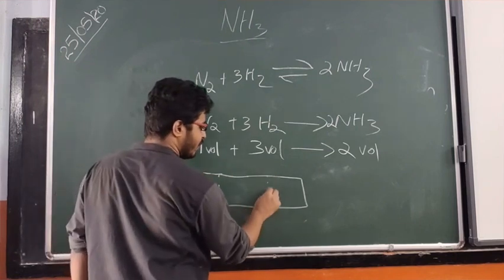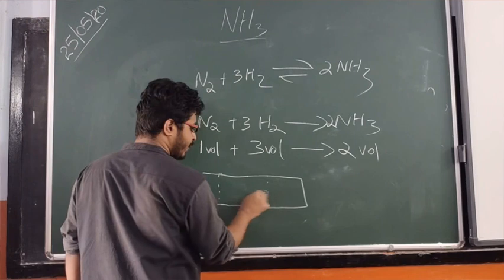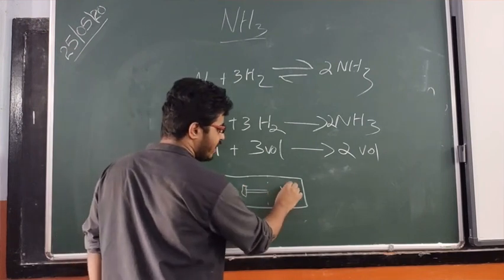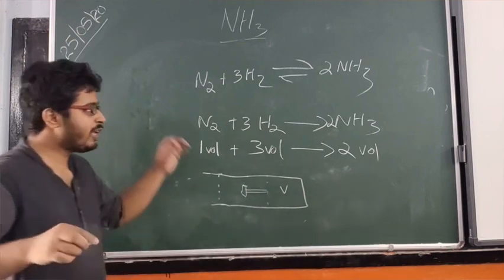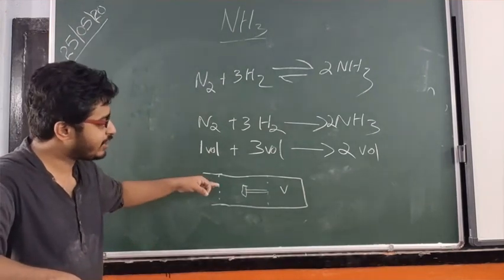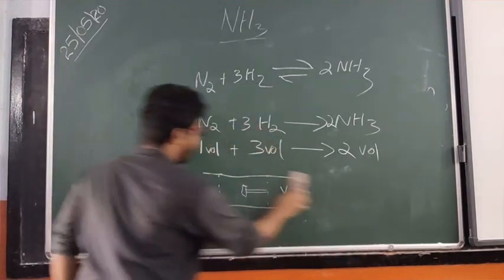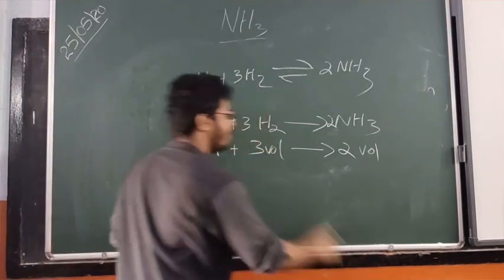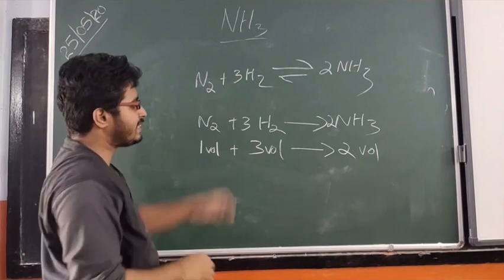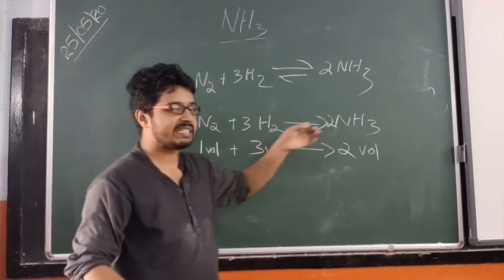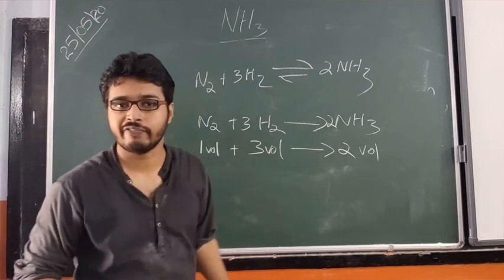We have to pull the piston inside. When the piston is moving inside, the pressure will be increased as well as the volume will be reduced. So if we are increasing the pressure, the volume will reduce. So here, if you are looking at the first reaction, that is N2 plus H2 forming NH3, the volume is reduced to almost half.